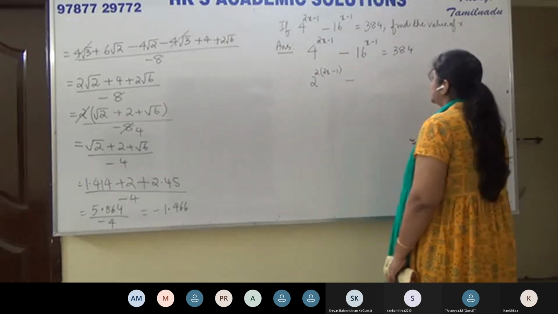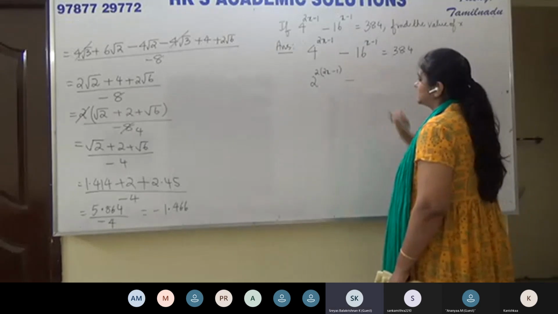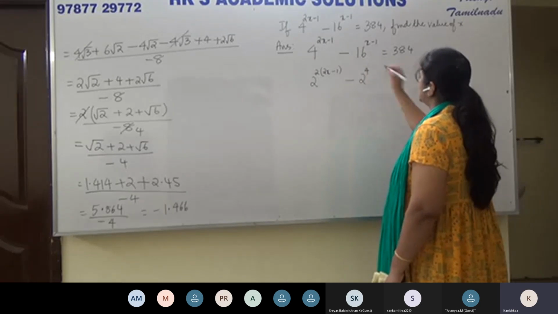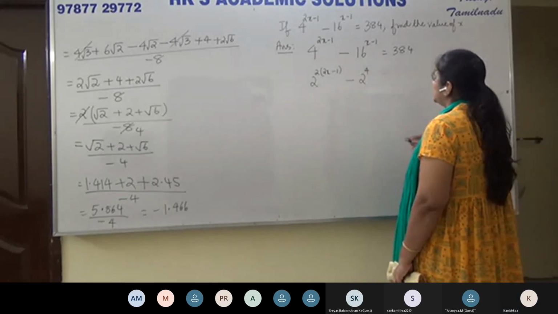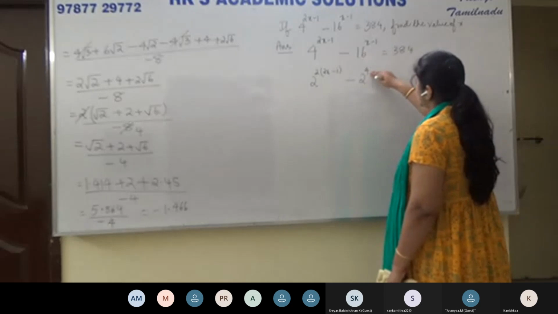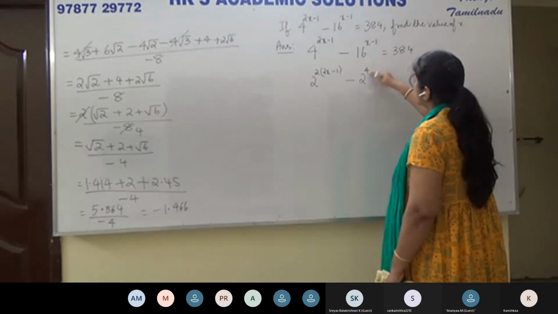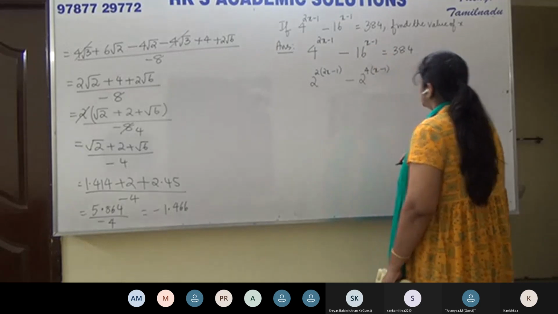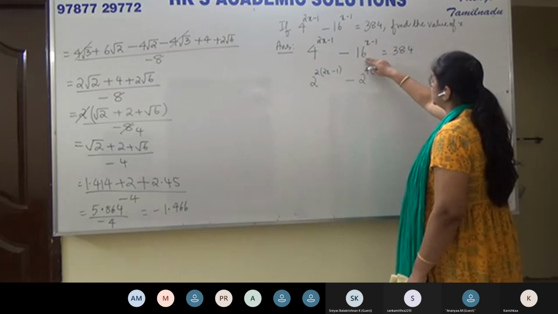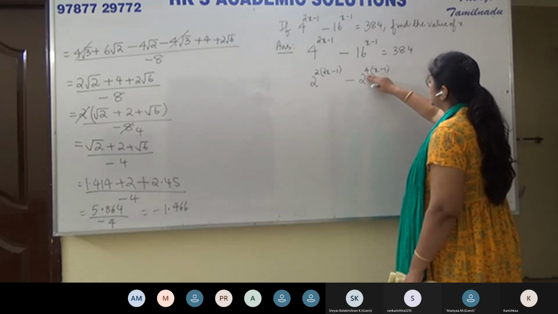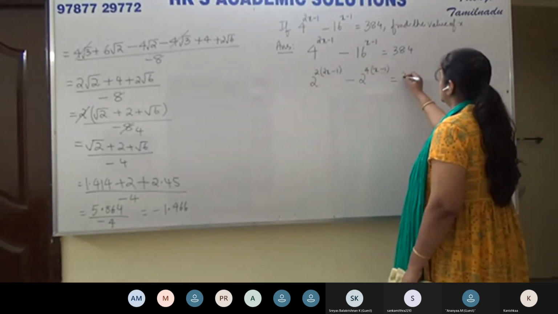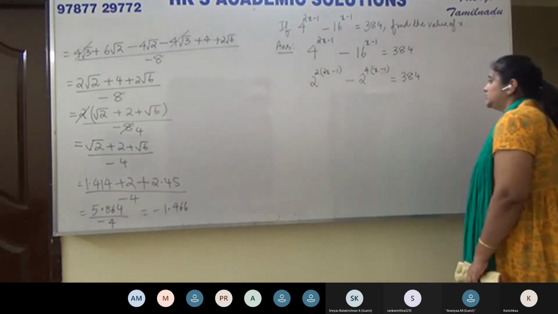Minus 16 can be written as 2 raised to the power 4. When you write 16 as 2 raised to the power 4, we get the power 4, but there's already the power x minus 1 here. Multiply the powers. 2 to the power 4 into x minus 1 is equal to 384.